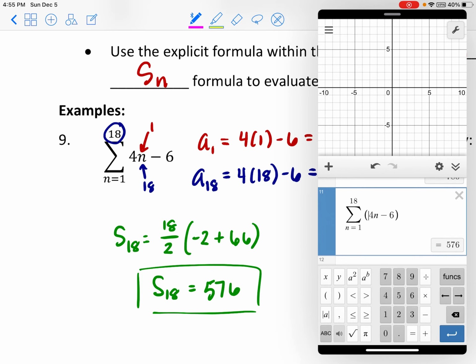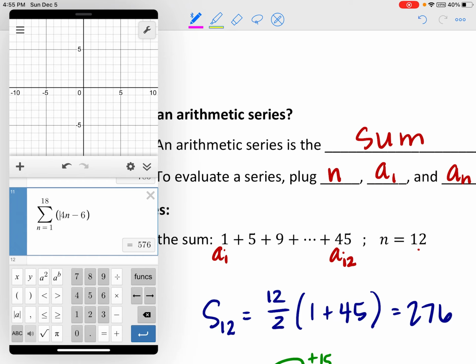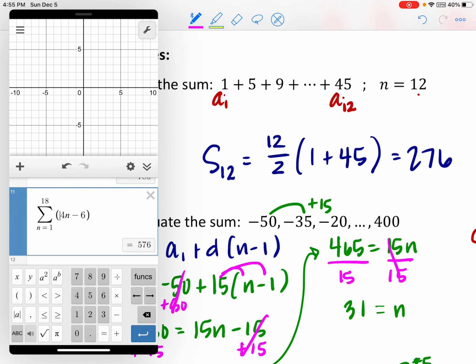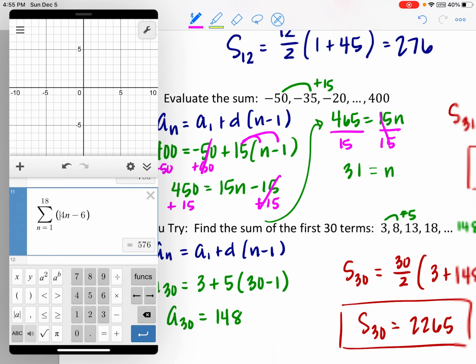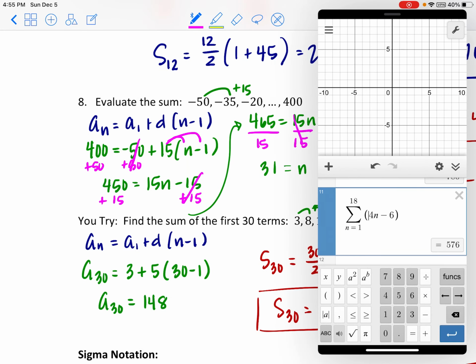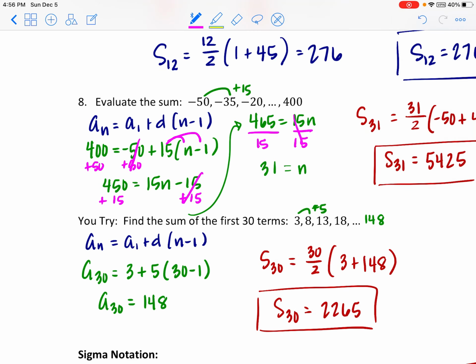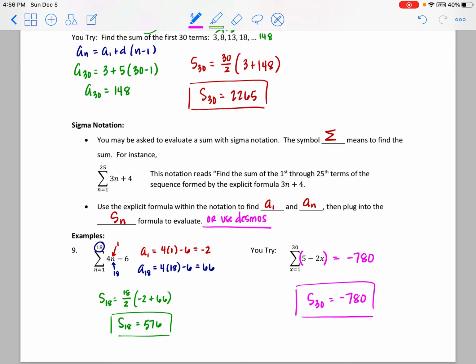But you're welcome to use that. And so actually I like the sigma notation. When I'm doing problems like these, I will often use the sigma notation because, like on number 8 for instance, we had to find our explicit formula. So if you want to find your explicit formula and then use sigma notation and Desmos to calculate the sum, you absolutely could. But if it's a little much for you and you don't want to do that, you absolutely do not have to. You've got some options.